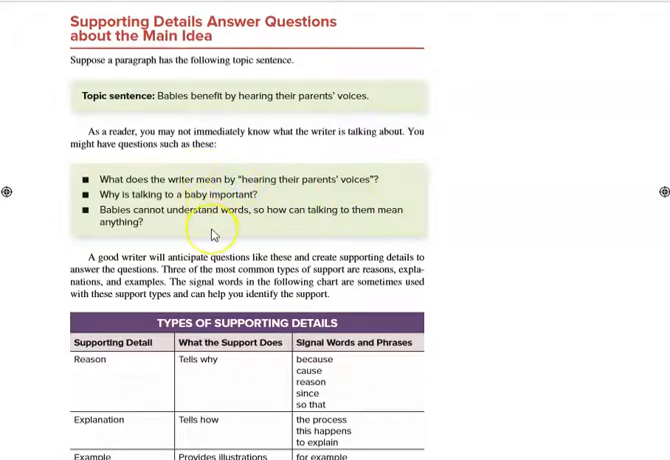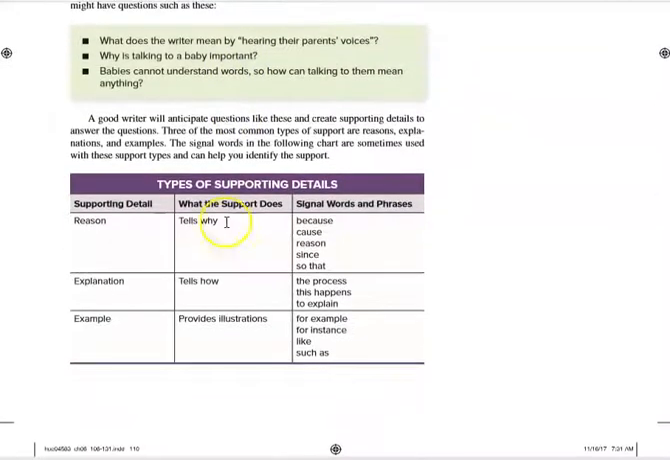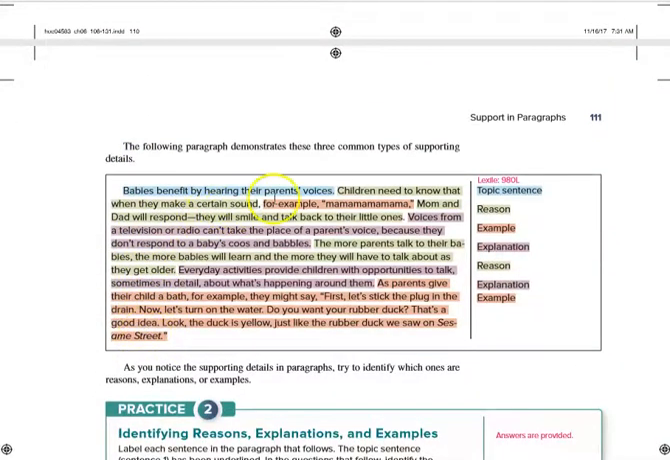Here are 3 questions readers may have. What does the writer mean by hearing their parents' voices? Hearing them say what? Why is this important? How do babies benefit? Since they can't understand words, how does talking to them mean anything? To answer such questions, you might provide reasons, explanations, or examples. And here we have a full paragraph that has reasons, examples, and explanations.